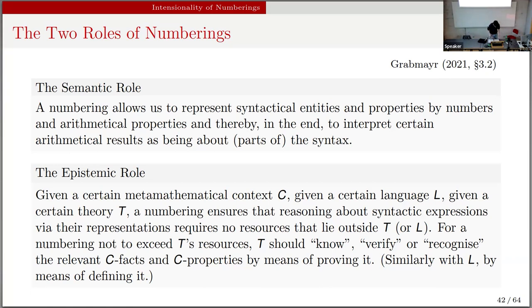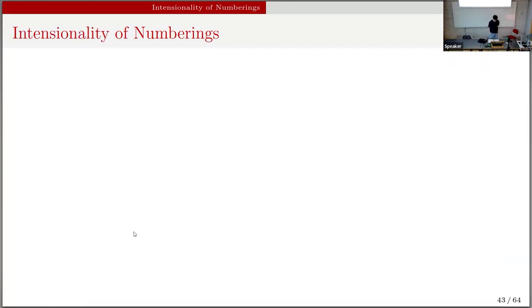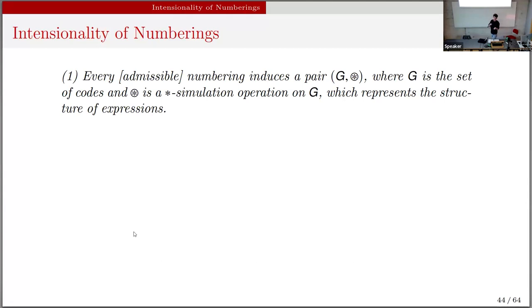So I think those two roles of numbering are not controversial at all. The interesting part I want to present now is Grabmayr's justification of those two roles for his class of numberings that he's introducing in this paper. He writes, every admissible numbering, as he calls them in this class, induces a pair where G is the set of codes and so on, which represents the structure of expressions.